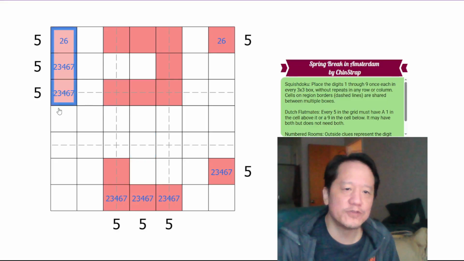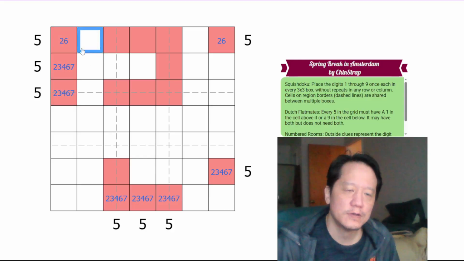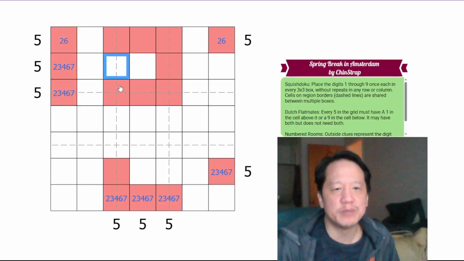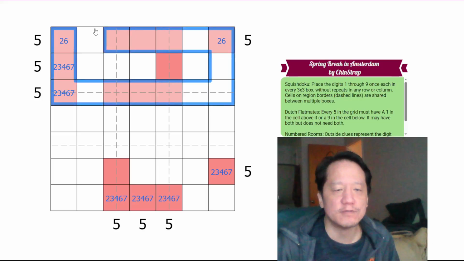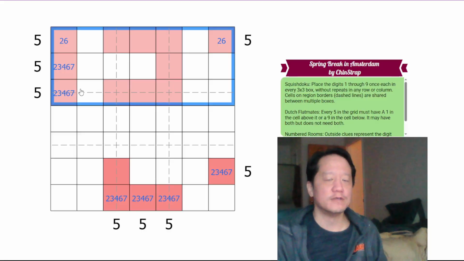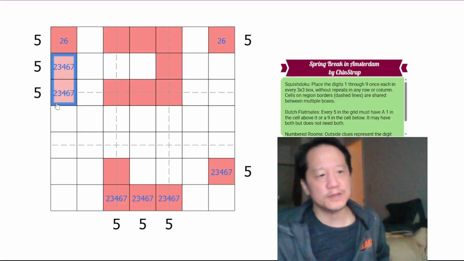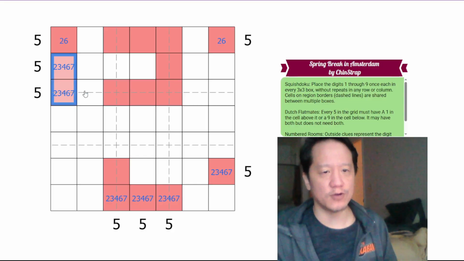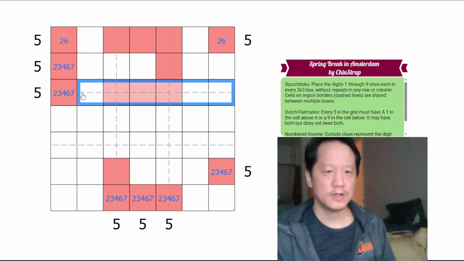These all have to be in separate rows. The 5 cannot be in the same spot. Okay, let's put it this way: we are guaranteed 3 5s in rows 1, 2, and 3. Because if we don't have 3 5s in rows 1, 2, or 3, then this wouldn't make sense, right? You have to have a 5 there.